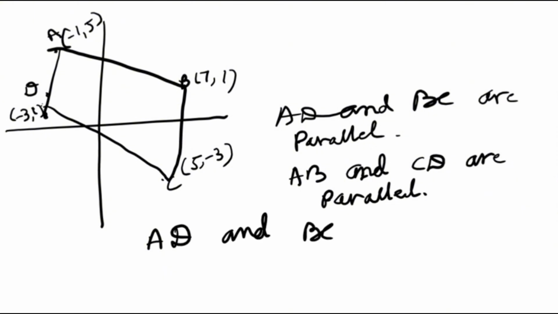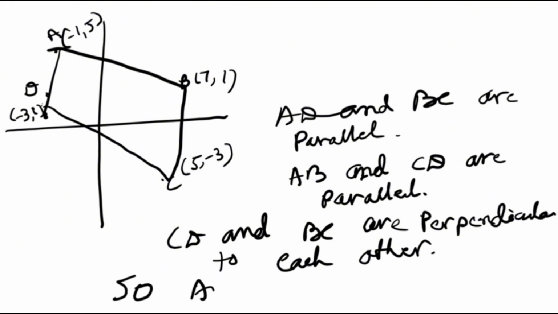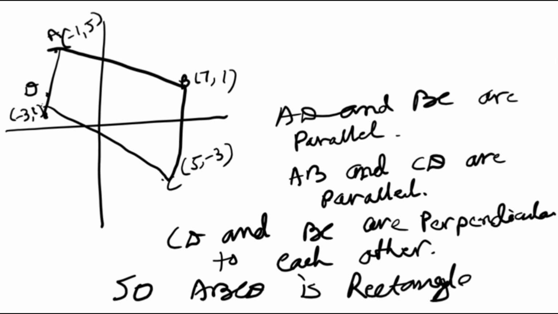and BC, or you can say BC and CD, because we proved CD, so I can write CD here, are perpendicular to each other. So we proved that ABCD is a rectangle. Once you are done with the calculation, please write all this information that you proved, so that will give you full marks.